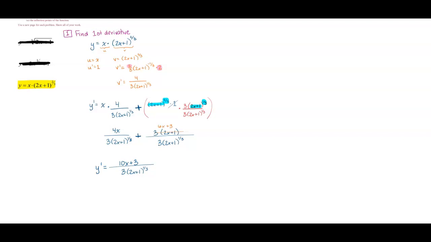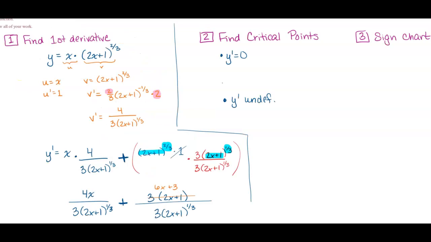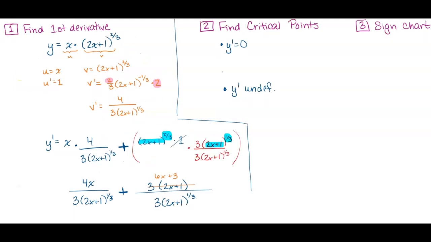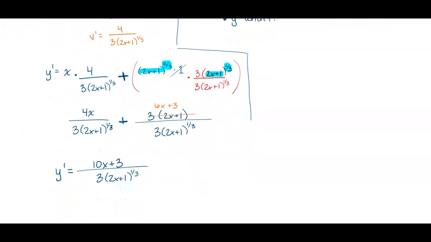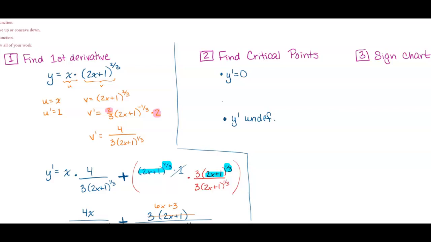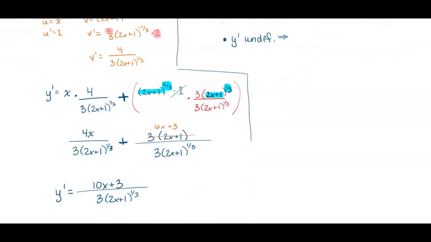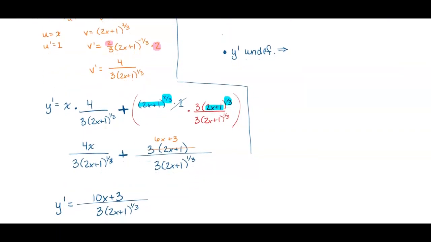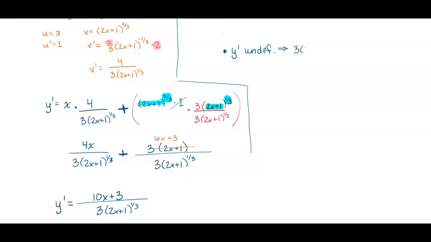The next thing we're going to do is find critical points and make a sign chart. Now when I find my critical points, I get to split up my derivative and set the top equal to 0, set the bottom equal to 0. So in order for the whole first derivative to be equal to 0, that's just the numerator that has to equal 0. In order for the first derivative to be undefined, that's just the denominator has to be equal to 0.